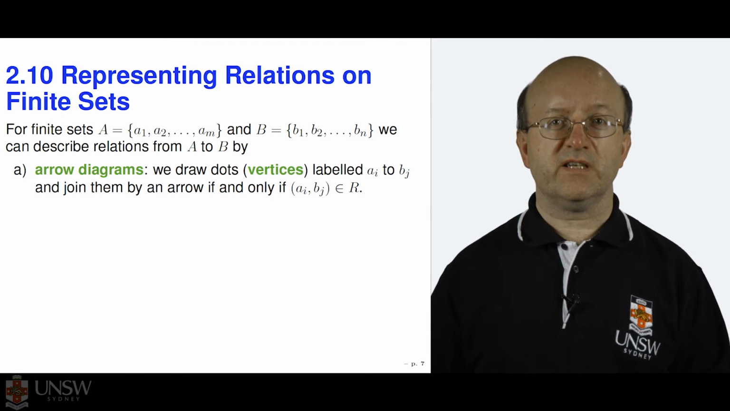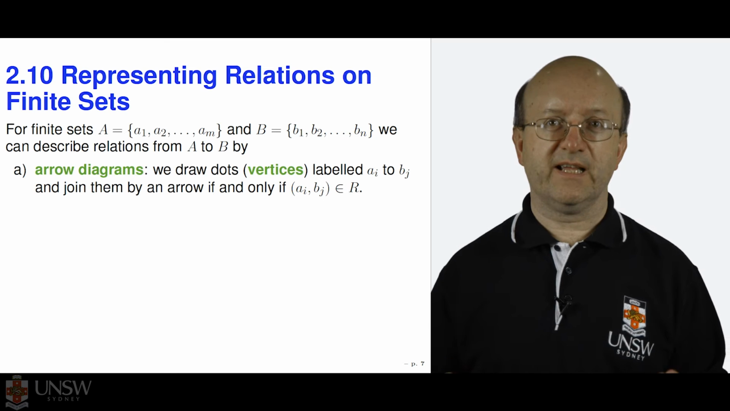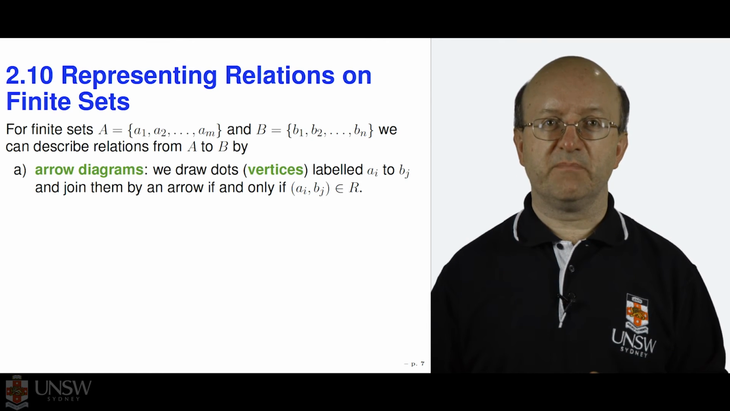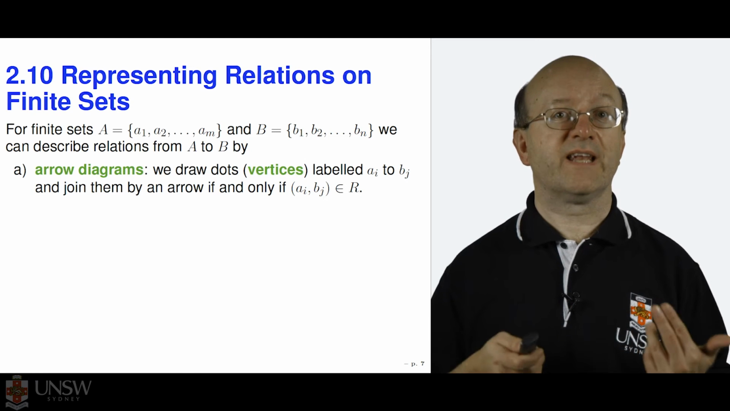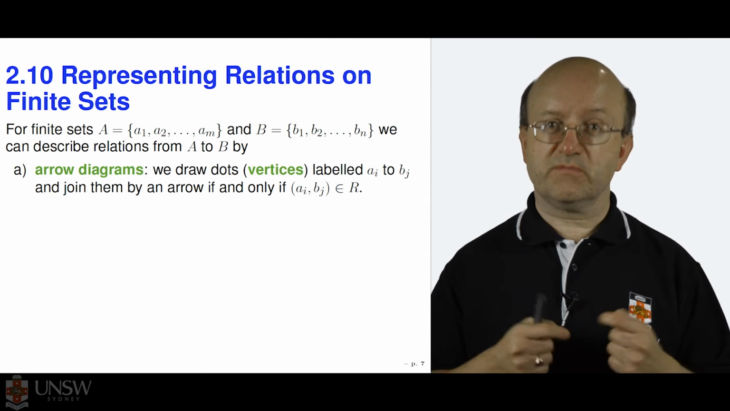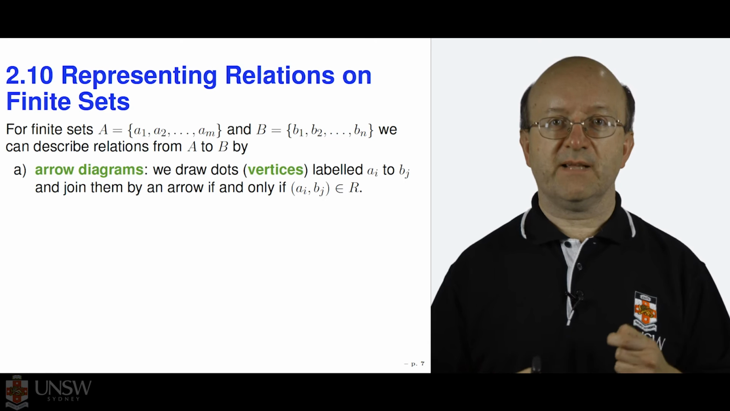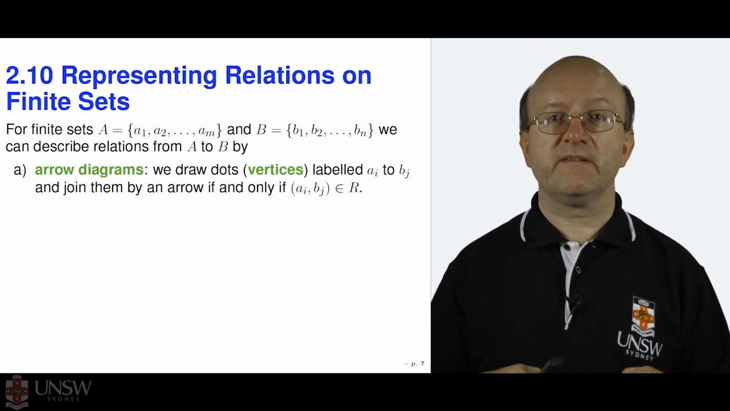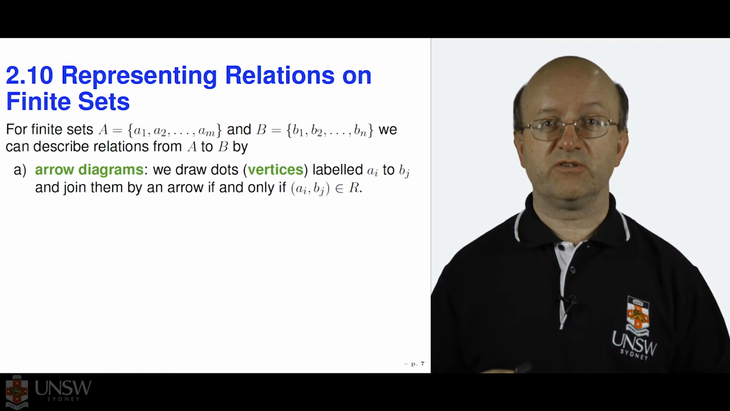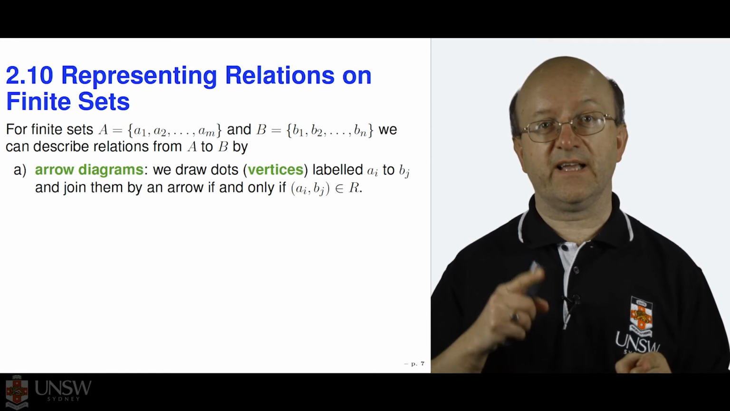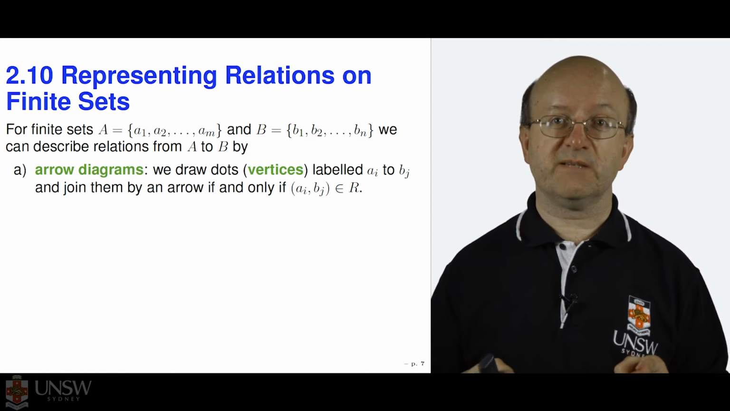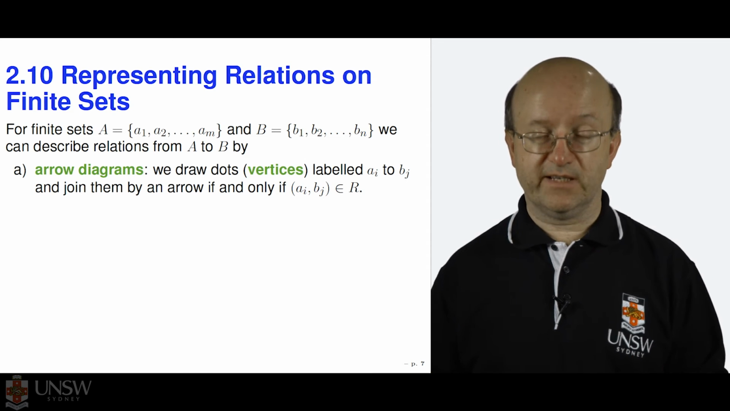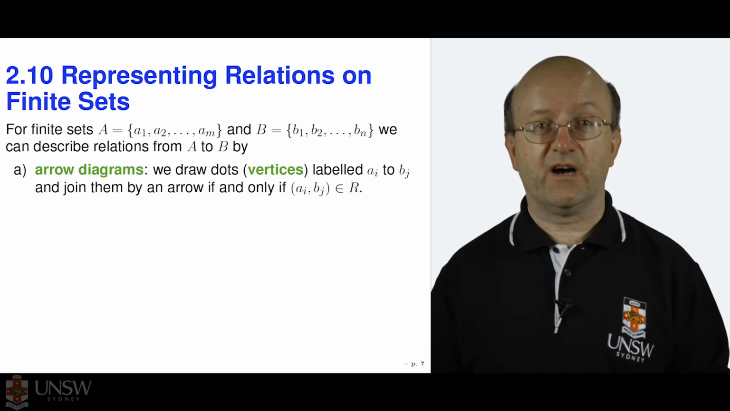Suppose you've got 2 finite sets A and B with elements little a and little b respectively. You can describe a relation from A to B by, well, one way is to draw what we call an arrow diagram. You draw dots, which we refer to as vertices, labelled with the a's and the b's, and we join them by an arrow if and only if a_i is related to b_j. So a vertex labelled a_i is joined to a vertex labelled b_j by an arrow if and only if a_i, b_j is in the relation. In other words, if a_i and b_j are related.